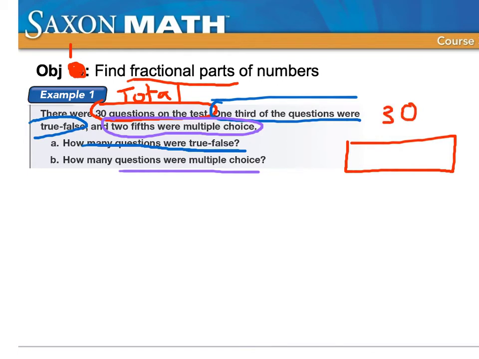Alright, let's go with part A first. Part A says how many questions were true, false. So I'm going to get my blue pen here. Okay, how many questions total were true, false? Well, I circle it says 1/3 of the questions were true, false.